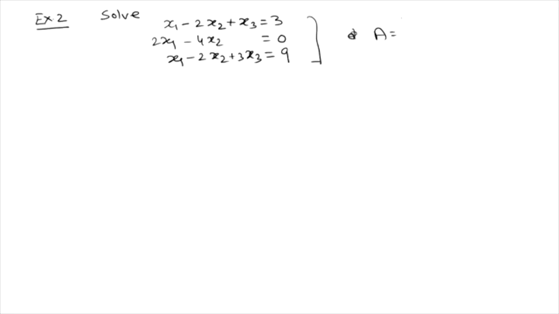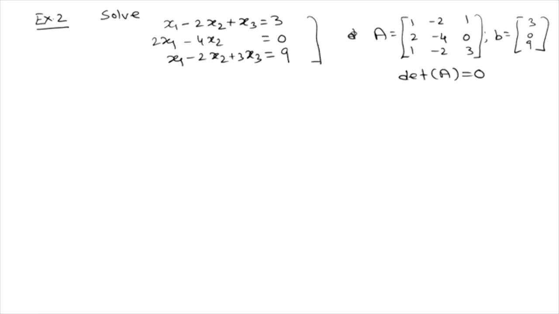Here if you see, the matrix A is given as 1 minus 2 1, 2 minus 4 0, 1 minus 2 3, and the right hand side vector B is 3 0 9. If you check here, determinant of A comes out to be 0, and hence you cannot obtain A inverse, and you cannot find the exact solution like x equals to A inverse B.